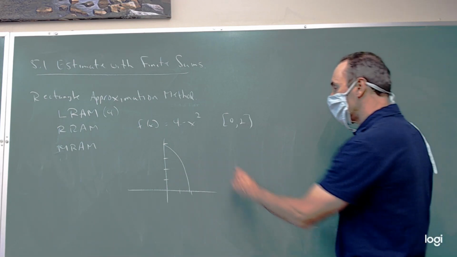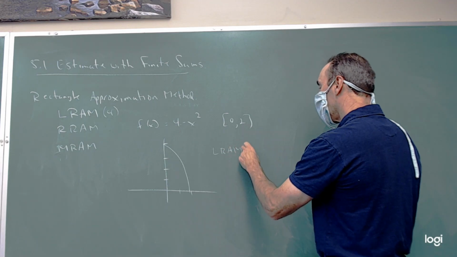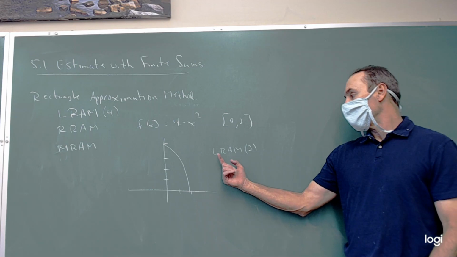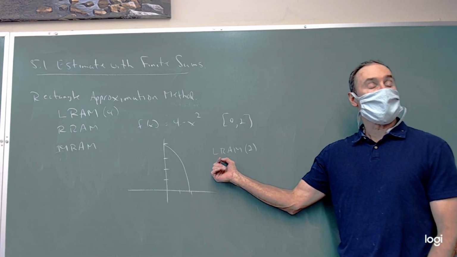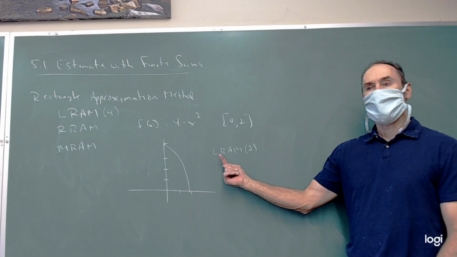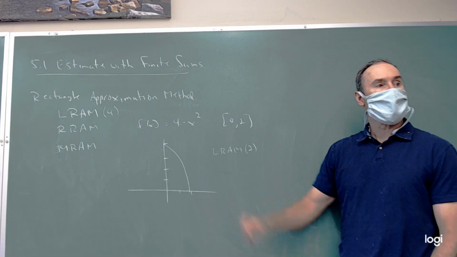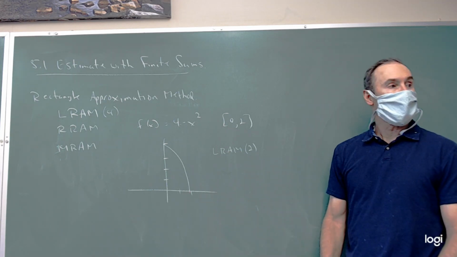So we could do, using the notation that you'll see, an LRAM of 2, that means we're going to use left rectangles. They avoid the term Riemann sum for now. We're going to talk about that shortly, though. So they're going to say use left rectangles, which means the left side is on the curve, and we're going to use 2 of them on that interval from 0 to 2.